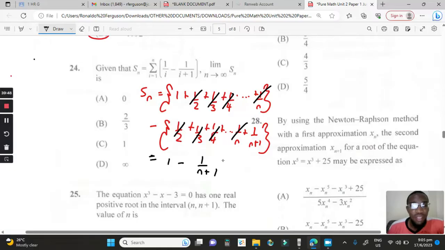So if we evaluate the limit, this part would go to 0. So the limit is just 1. The limit is going to be 1 because 1 minus 1 over infinity plus 1 is 0. So 1 minus 0 is 1.